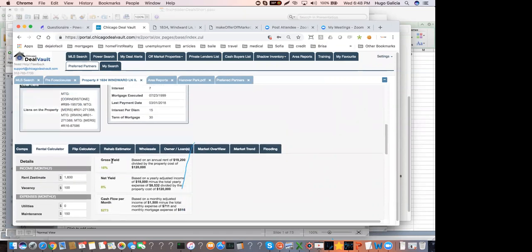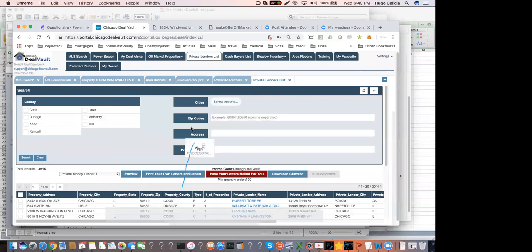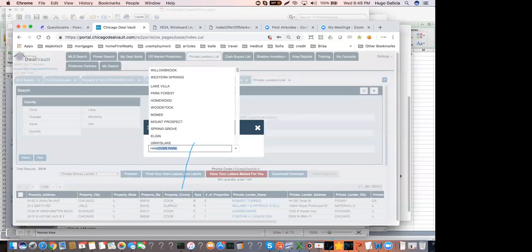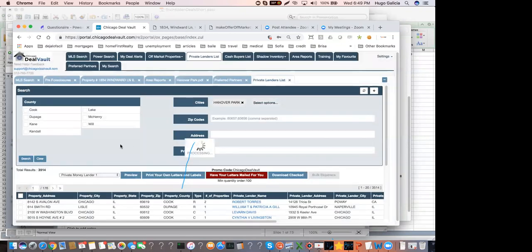asset-based lender, okay? So now, let's go back to private lenders. I'm going to show you how you can raise capital for your deals, okay? So right here, we have private money lenders. So these are individuals or primarily individuals with tons of cash, okay? So we're going to look for private money lenders that are asset-based in Hanover Park, okay? So Hanover Park, and then let's find out how many we find.